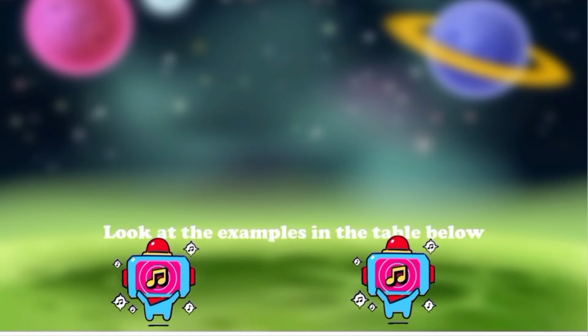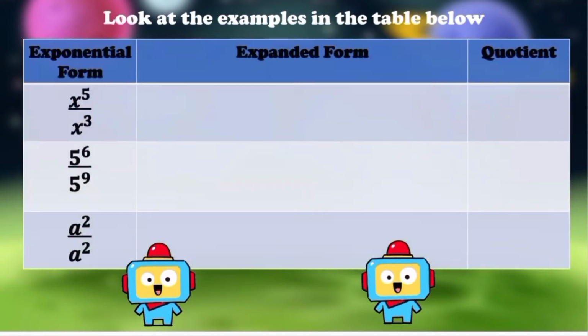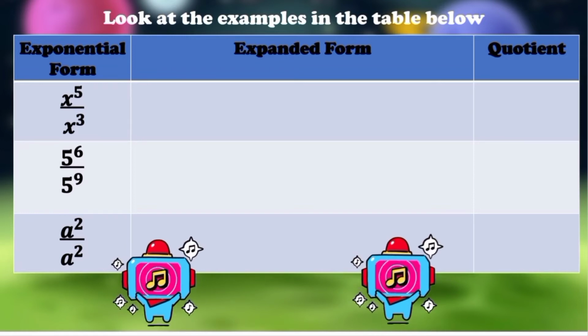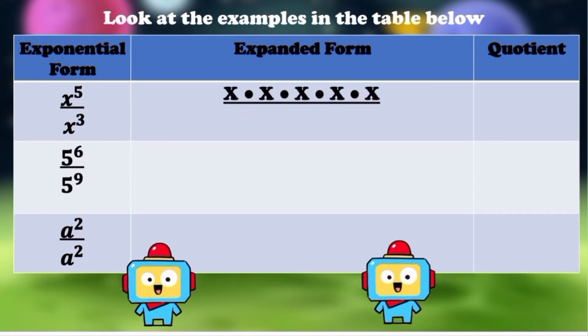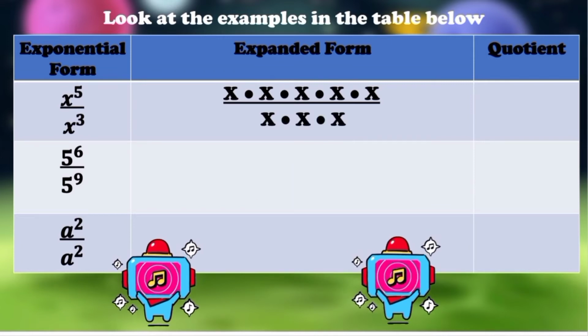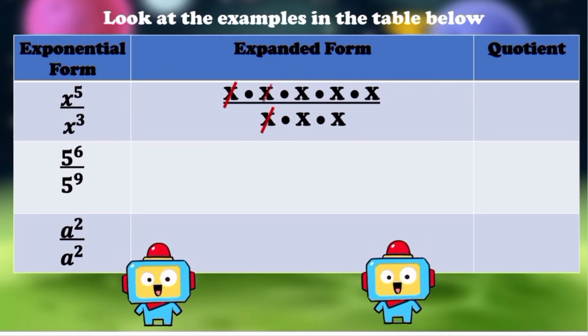Now look at the examples in the table below. Now here is the table. We have the exponential form, expanded form, and the quotient. X to the 5th power over x to the 3rd power. In expanded form, we have 5 x's in the numerator and 3 x's in the denominator. We can cancel out the value of x. X divided by x is equal to 1.